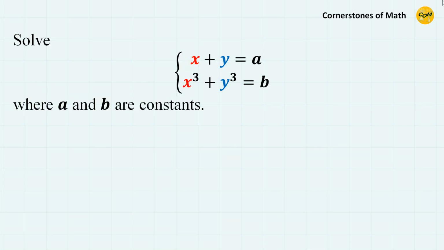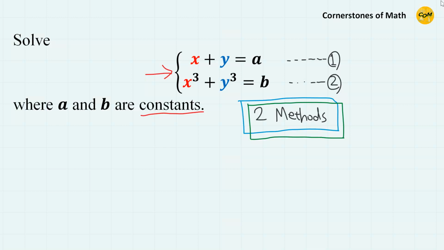In my last video, I solved the system of a linear equation and a quadratic equation. You can check that video on the top right corner of this video or in the description. Today, I am going to solve the system of a linear equation and a cubic equation. The equations are x plus y equals a and x cubed plus y cubed equals b, where a and b are constants. So let's call them equation 1 and equation 2.